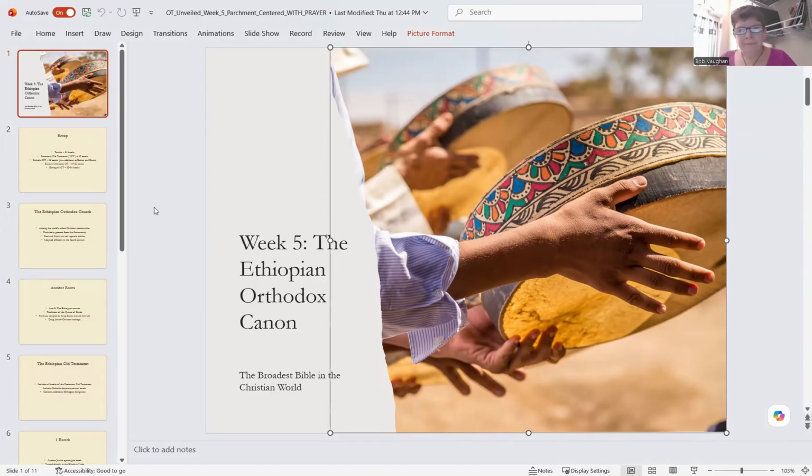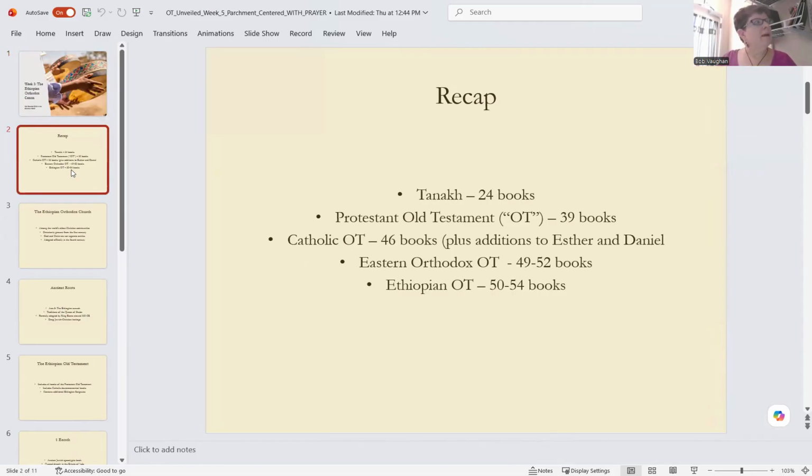Okay, so last week we didn't really get to the Ethiopian canon, but there's so many fascinating things to talk about. I decided to devote an entire session to it because how it came to be is really interesting. Okay, since I can't do the preview because I seem to be inept, can you read this?